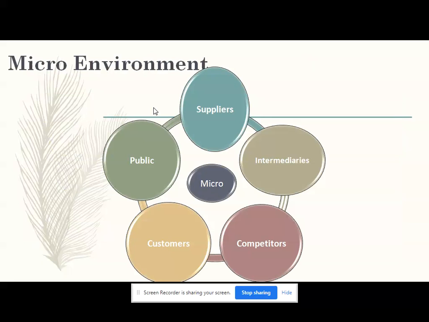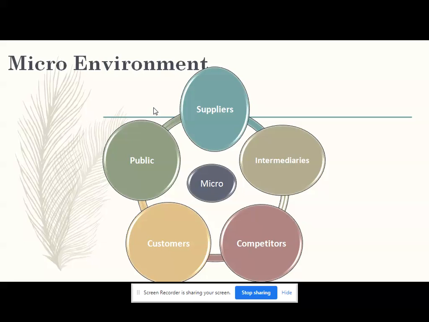Micro environment can be categorized or classified into five parts: suppliers, intermediaries, competitors, customers, and public. Now, the micro environment of the organization consists of those elements which are controllable by the management. So all these forces can be slightly controlled by the top management. We can have a control over the competitors, not directly, but at least we can see what the competitors are giving us and we can modify our products.